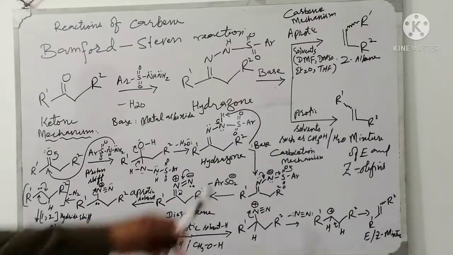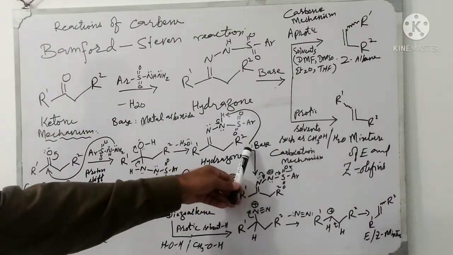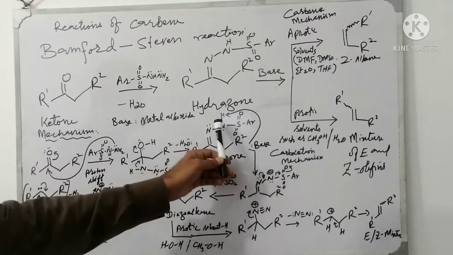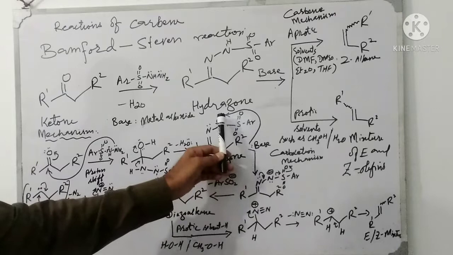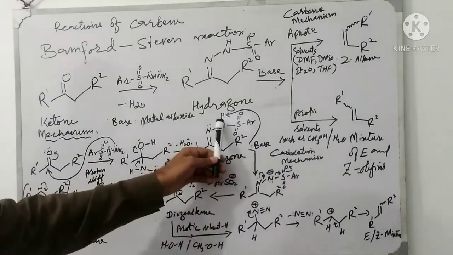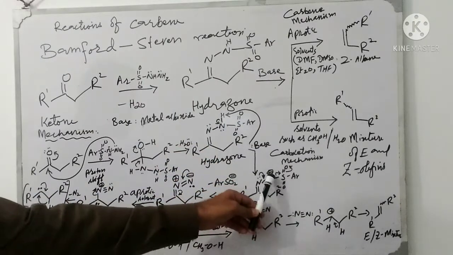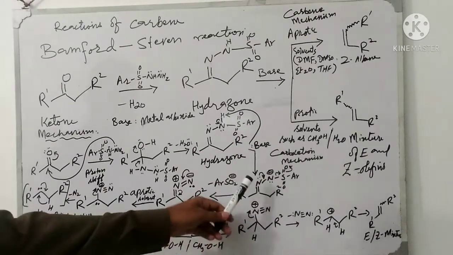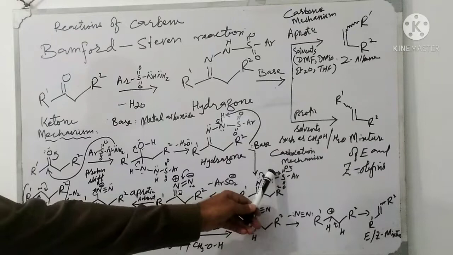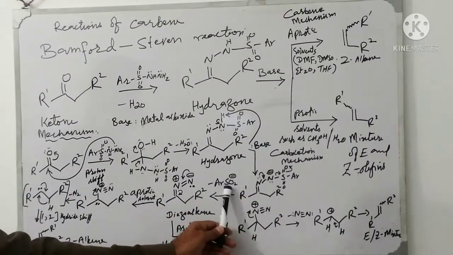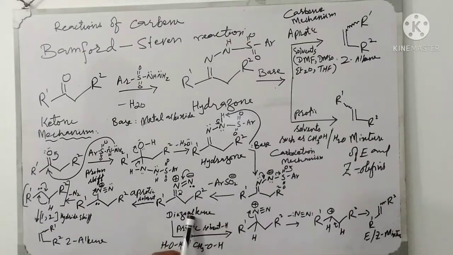Later on, this base, which has a lone pair, attacks the NH, and the base takes this NH proton. So when it takes the proton, the negative charge is generated. Then this lone pair is shifted here, and this aryl sulfonyl group is removed to make this diazoalkane.